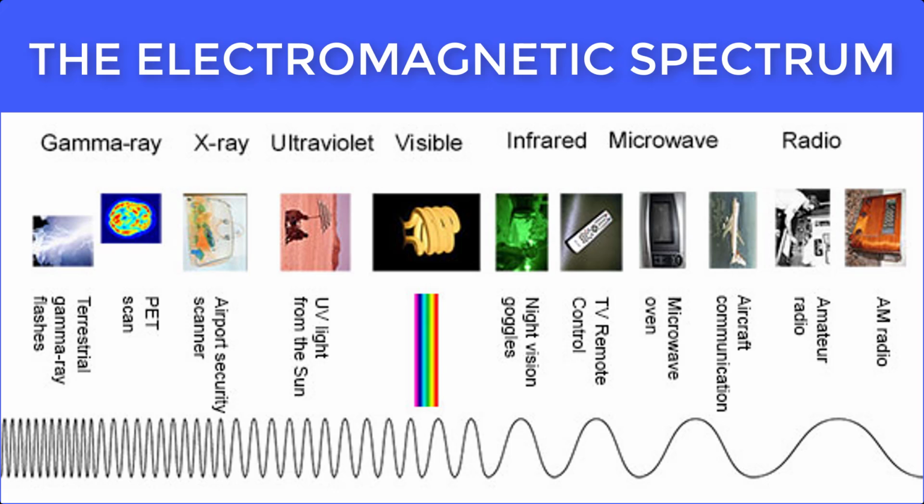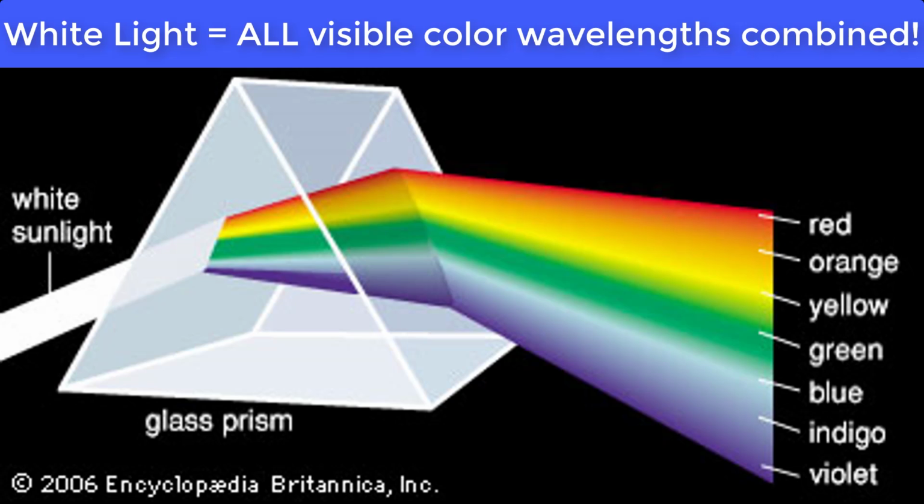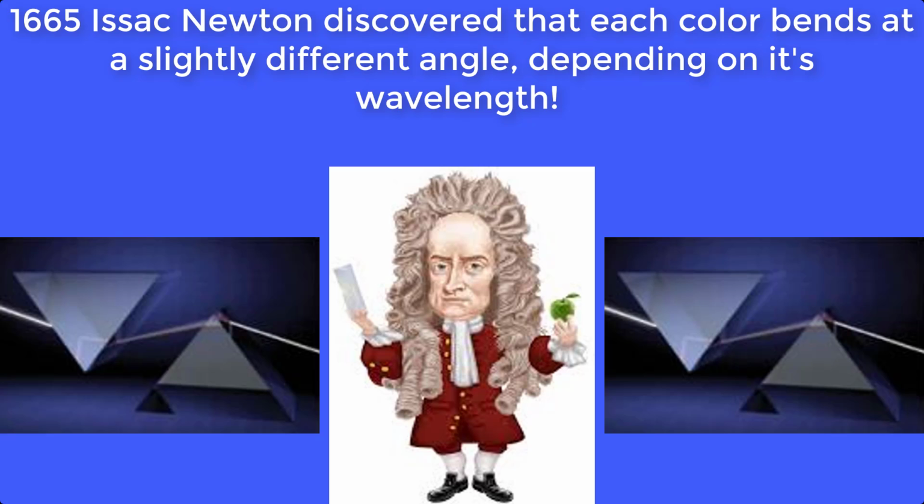Today we're going to focus on a small portion of the electromagnetic spectrum known as visible light. All of the wavelengths of light put together create white light. Isaac Newton's experiment in 1665 showed that a prism bends visible light and that each color refracts at a slightly different angle depending on the wavelength of the color.